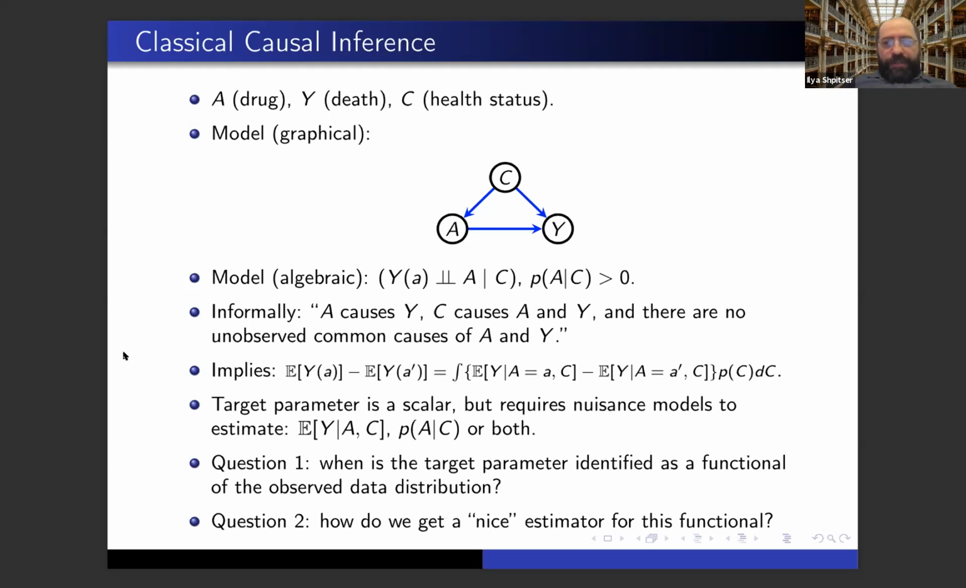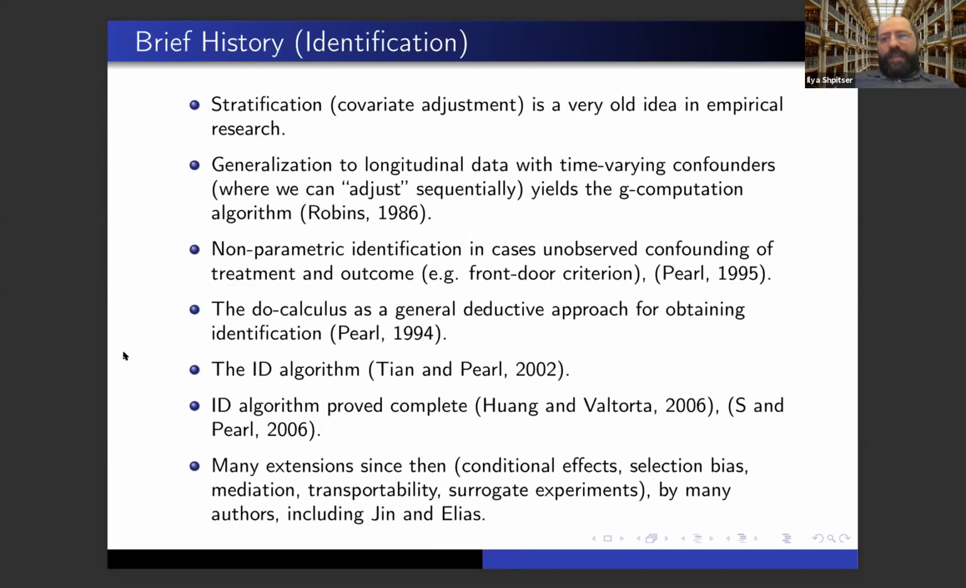And so two big questions in causal inference that were both addressed by this talk: the first is, under what circumstances is the target parameter identified as a function of the data? And question two, how do we get a nice estimator if we have a low dimensional parameter with nuisance models?